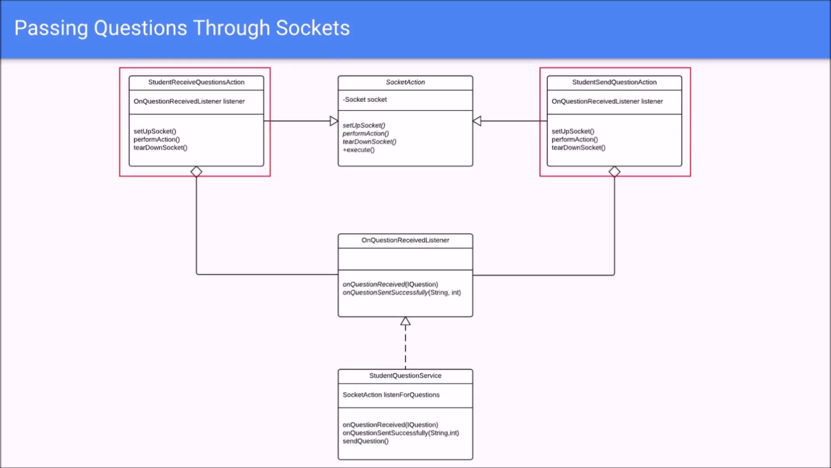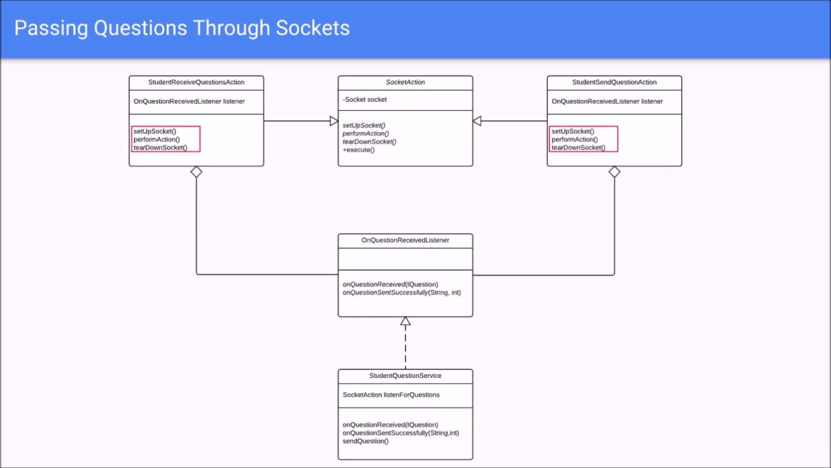The other pattern I've used here is the template method pattern. The socket action defines a list of steps that anything that extends the class would need to implement in order to carry out a socket action. So the three steps are, setting up a socket, of course, and then performing that action, and then tearing the socket down. Each of the two question action classes are forced to implement these methods.